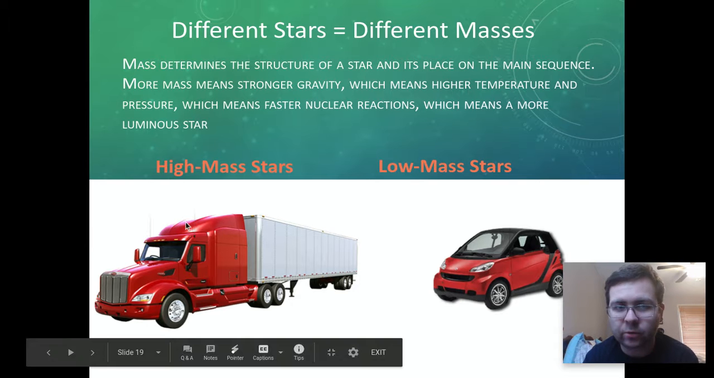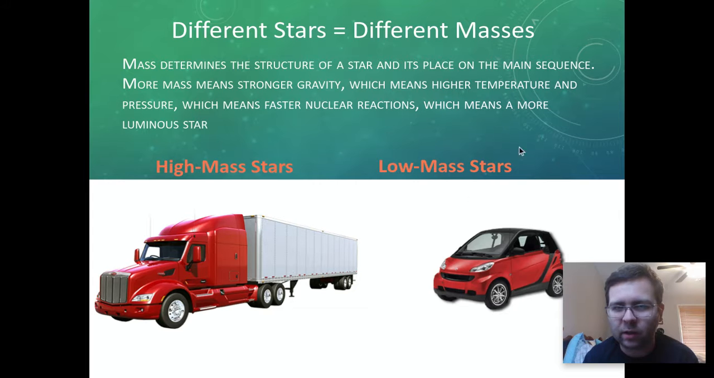Even though high mass stars do have a bigger fuel tank, you can put more gallons in a high mass star than you can a low mass star, but that doesn't even matter. High mass stars burn through it more quickly. It's just crazy. High mass stars burn out much quicker than low mass stars.